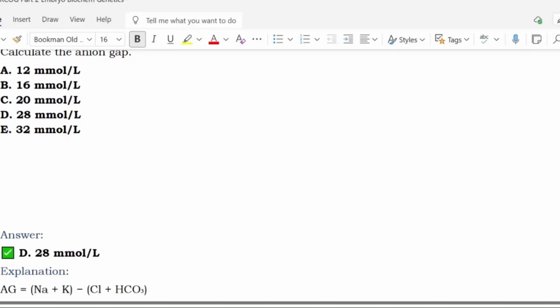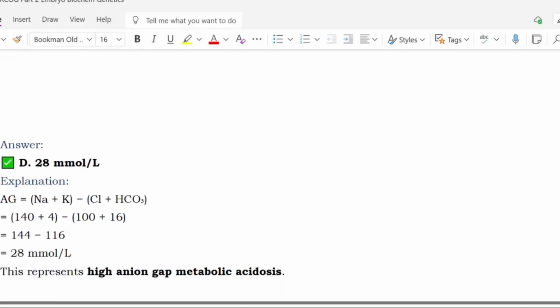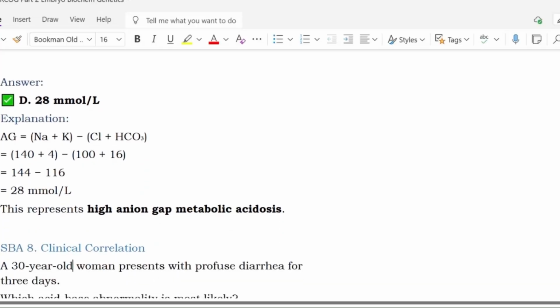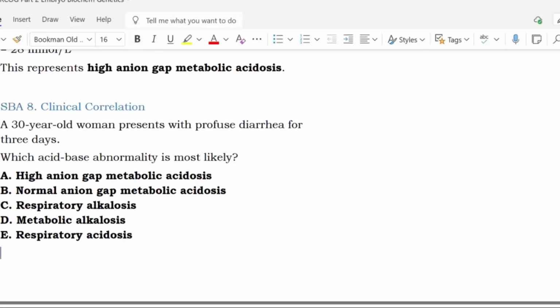So anion gap 28. Is it increased or decreased? It is increased, sir. Yeah, high anion gap metabolic acidosis. Okay, HAGMA examples you should know. NAGMA examples you are supposed to know. Next.